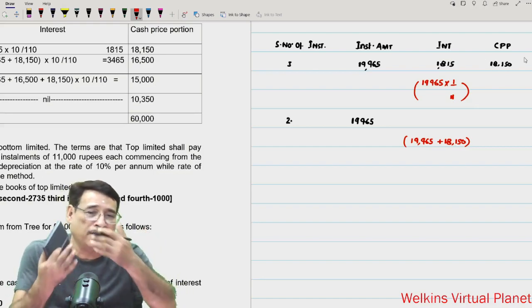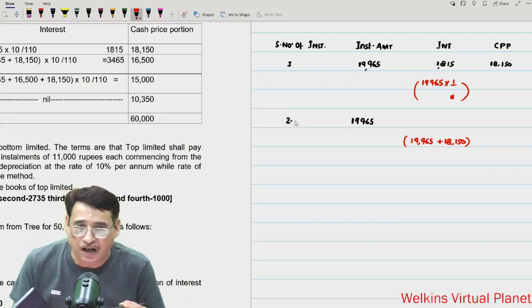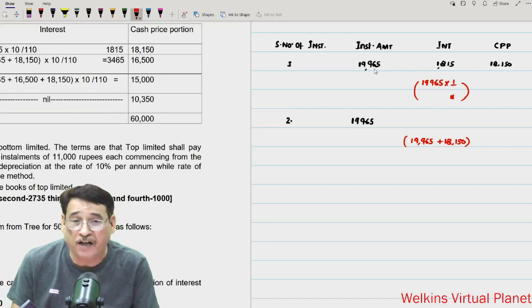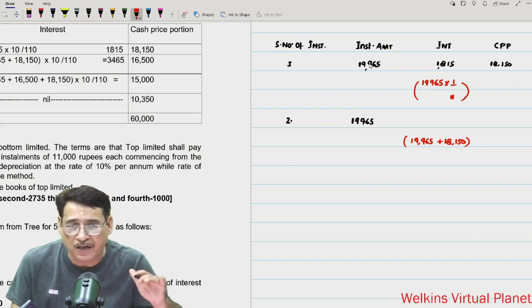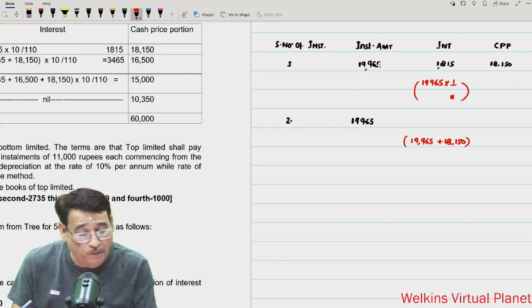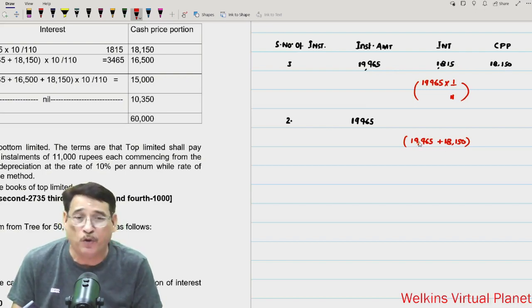Because interest is computed on the balance amount. We are at the end of the second year. Now you may ask me a question. Sir, if we are supposed to add, then why are we not adding 19,965? Reason being is that when I am at the end of the second year, on this installment, interest hasn't become due. Are you getting my point or not? That means when we are at the end of the second year, the amount of this installment is equal to 18,150. That is the reason we have to add it.